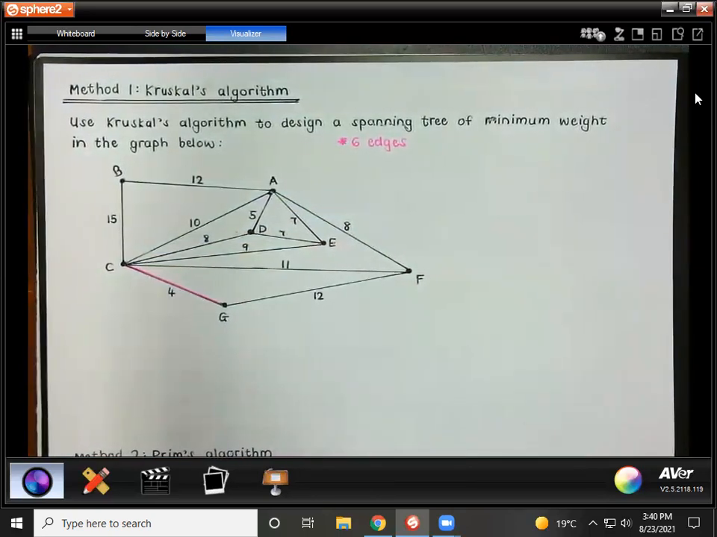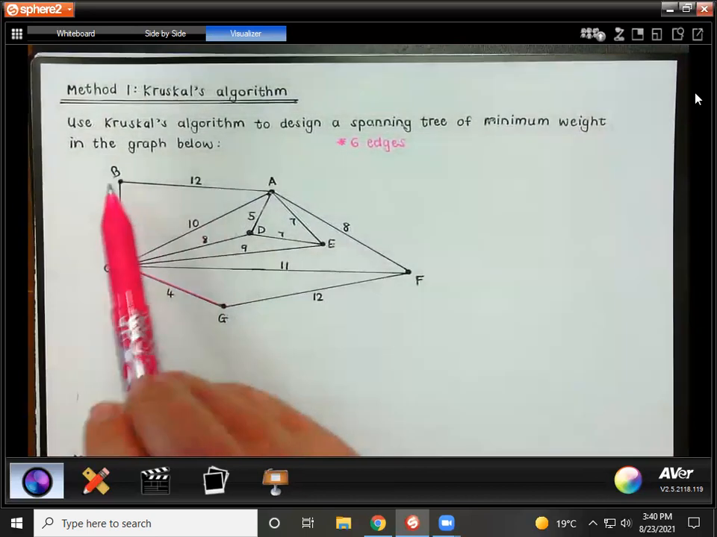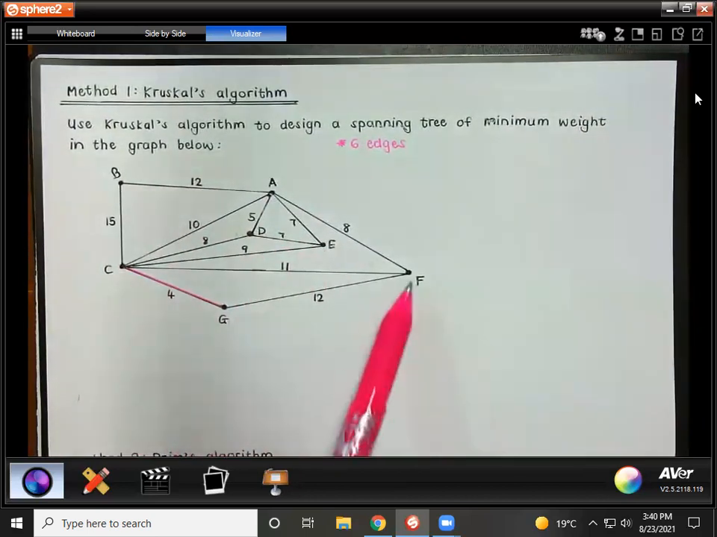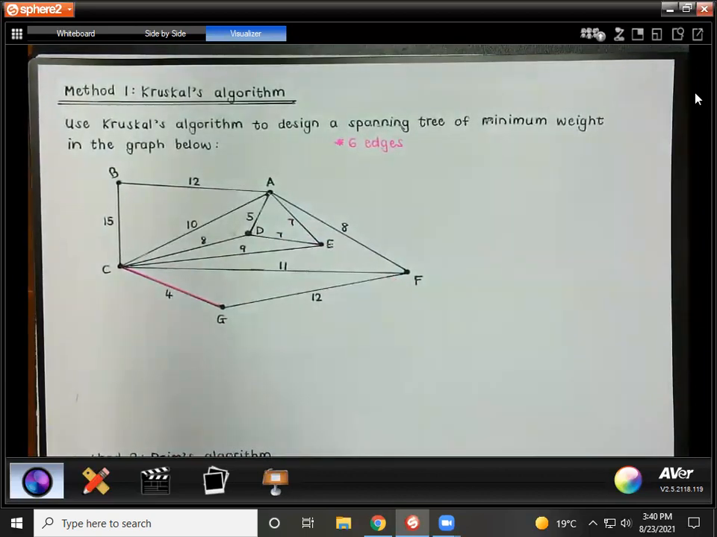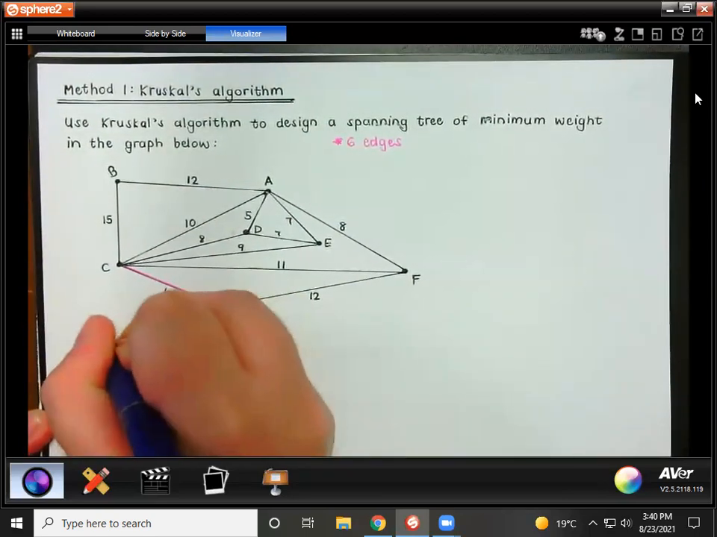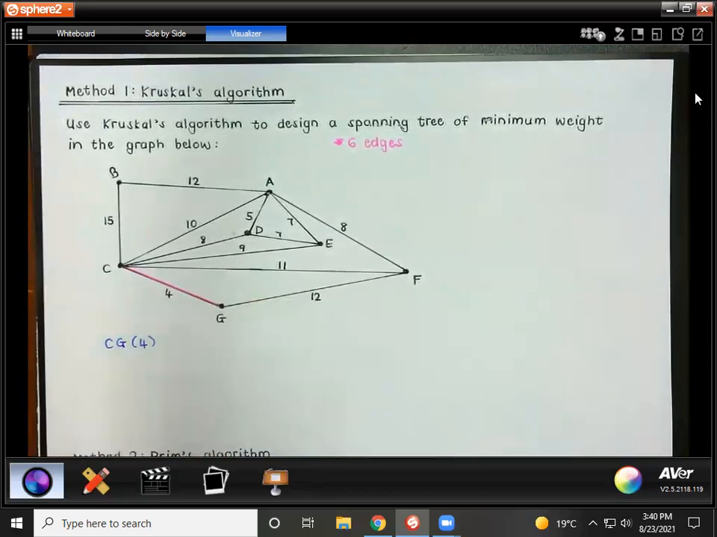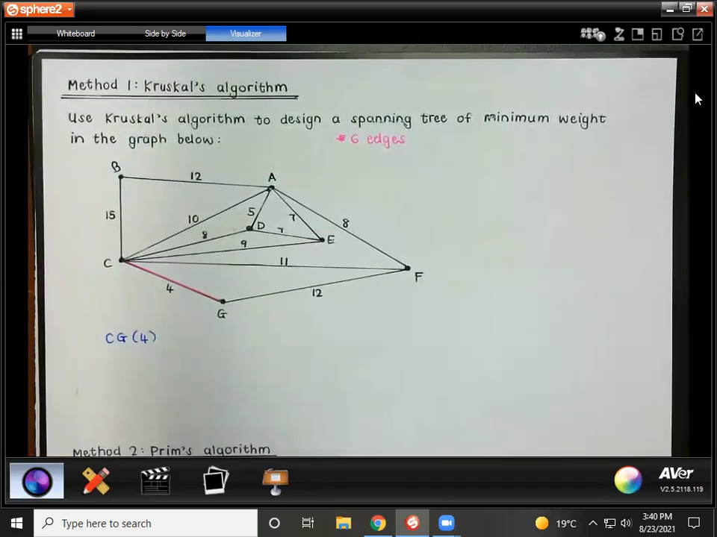Yes? Sorry. 7. One, 2, 3, 4, 5, 6, 7. Okay. You made me misty. Sorry, yeah. Fine. All right, so the first one that we have is CG. Oops, C. So let's write that. And I'm just going to write in brackets the weight of CG is 4.